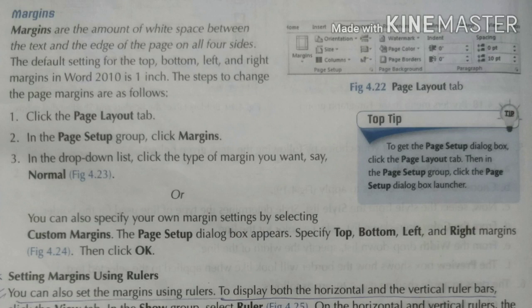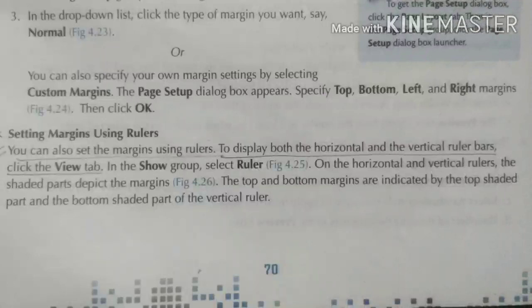The default setting for the top, bottom, left and right margin in Word 2010 is 1 inch. So this is the default setting. What is the default margin? 1 inch. Steps to change the page margin are as follows. If you want to change the margin, by default it will be 1 inch, but if you want to change the setting, you have to follow these steps. You go through, you will understand.